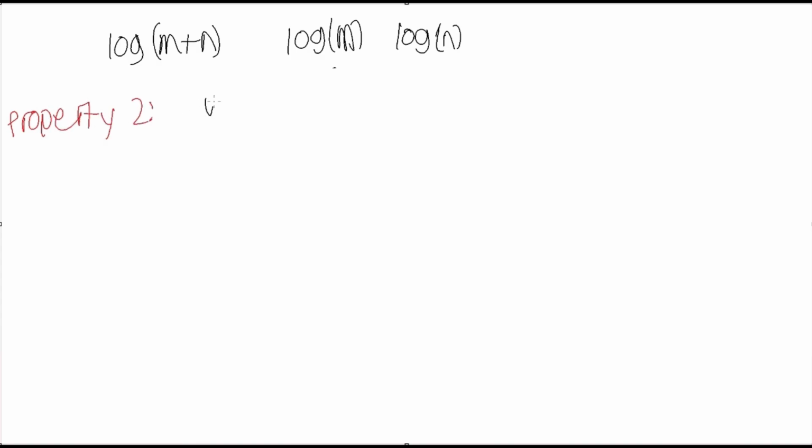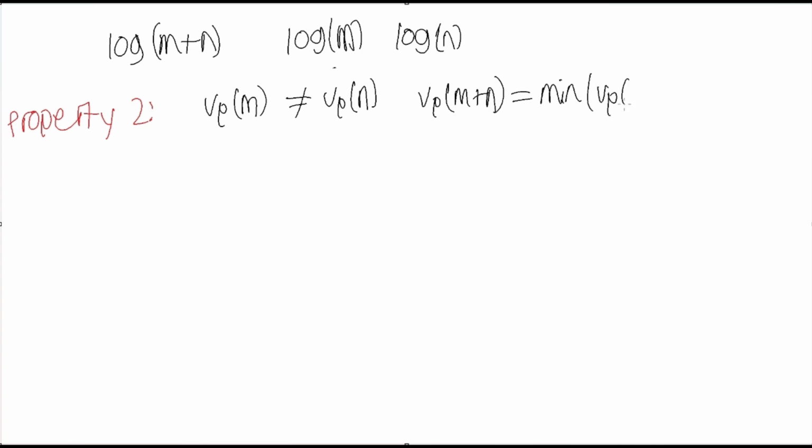We have that if nu p of m is not equal to nu p of n, then nu p of m plus n is equal to the minimum of nu p of m and nu p of n. Okay, so how on earth would we prove this? This is less obvious than the multiplication property, so let's work through the proof together.